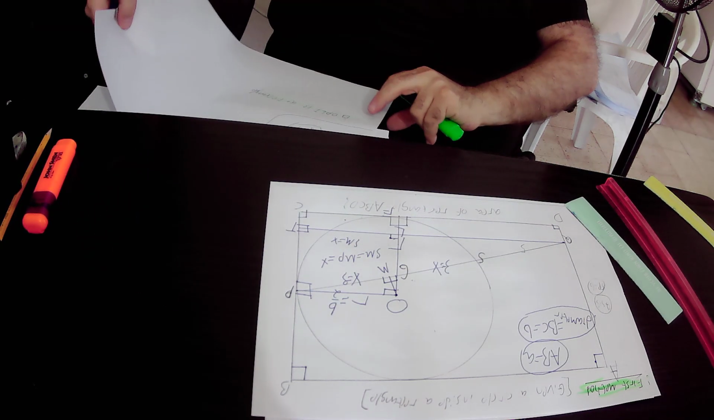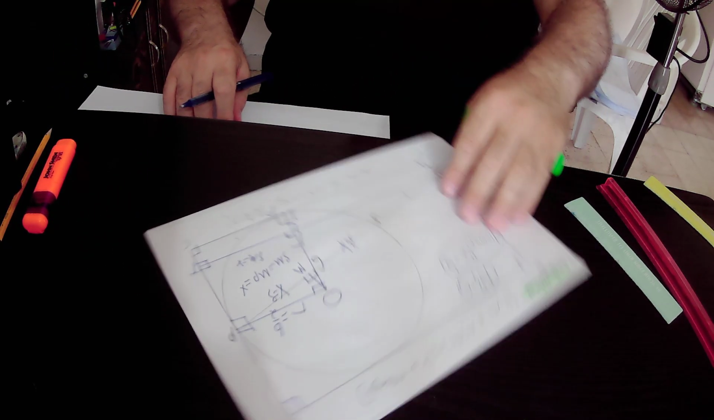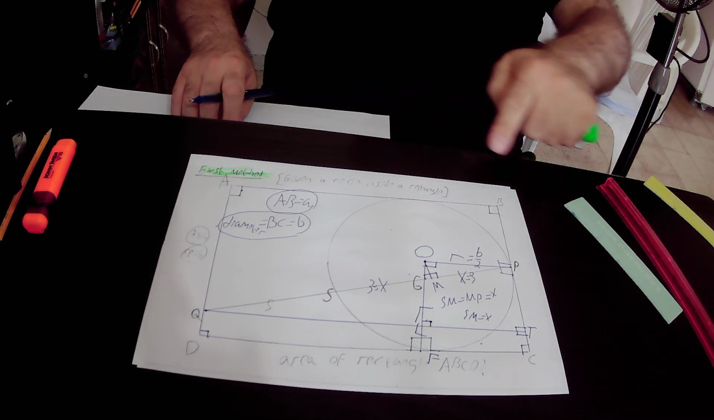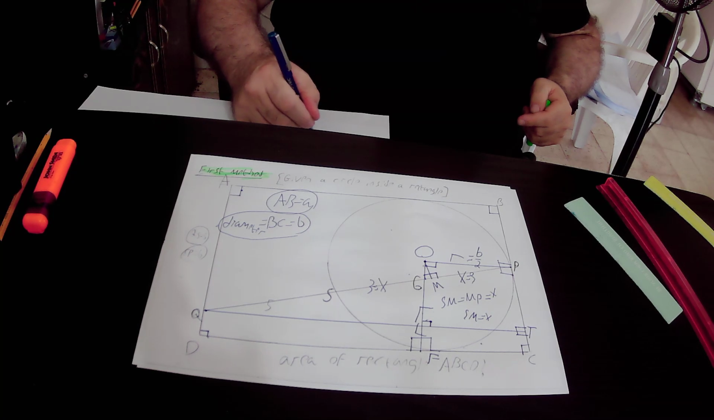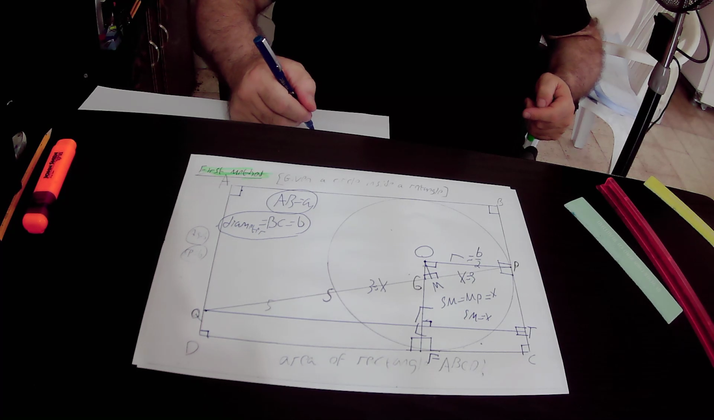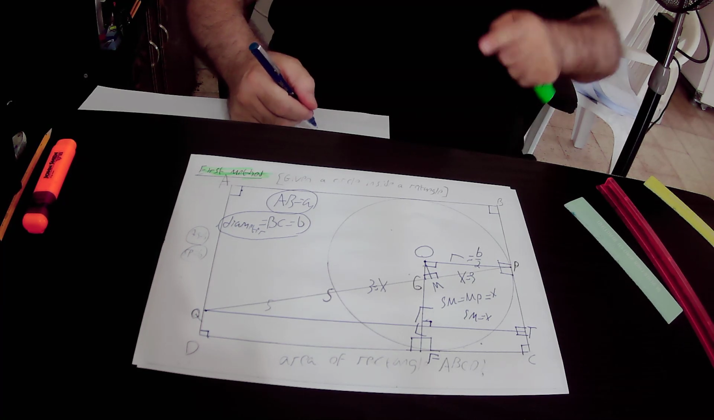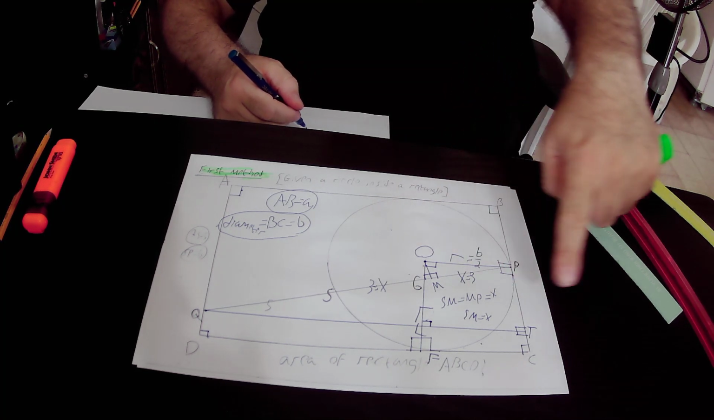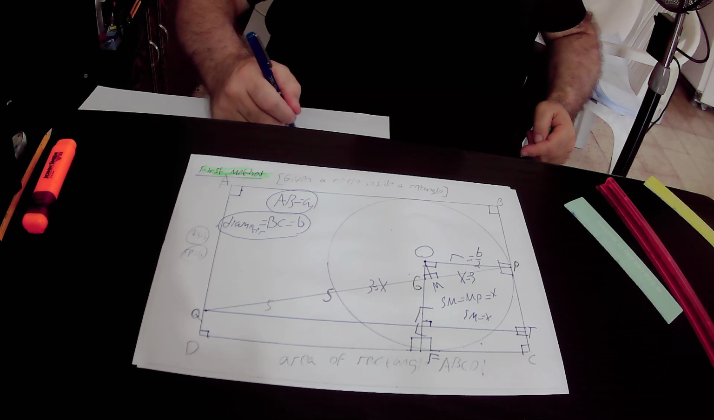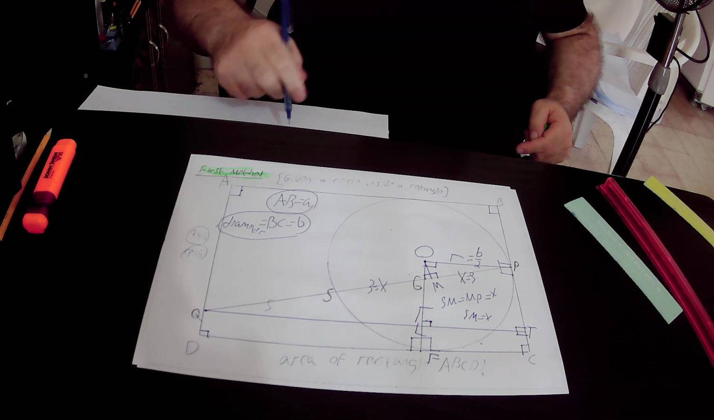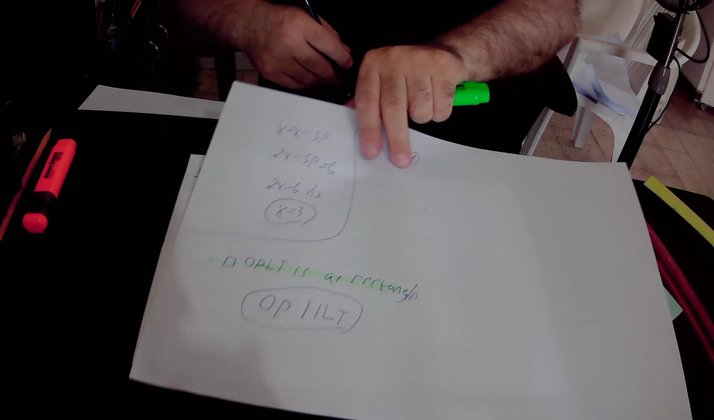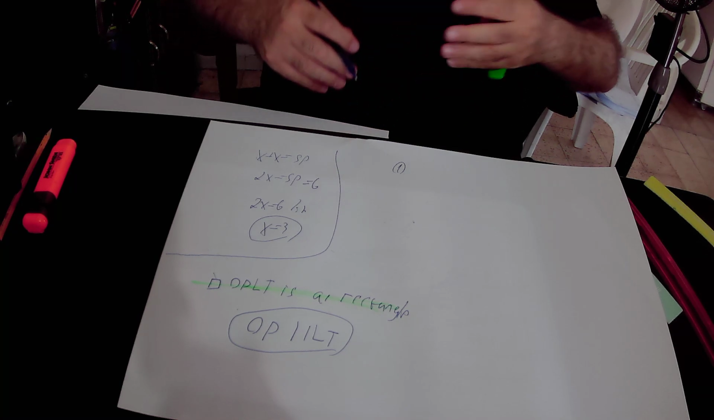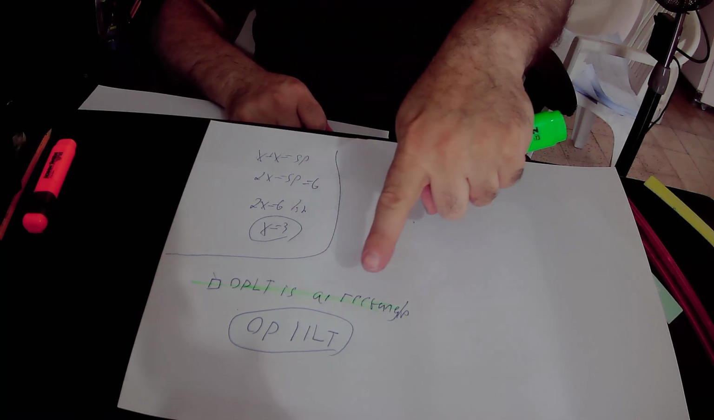But we also know that the opposite sides of a rectangle are equal to each other. That is to say, OP equals LT. We also know that the opposite sides of a rectangle are parallel to each other. That is to say, OP is parallel to LT. I repeat again, in rectangle OPLT, its opposite sides are parallel to each other.